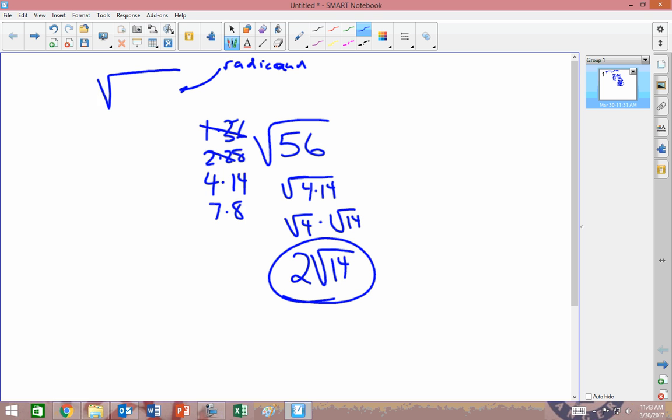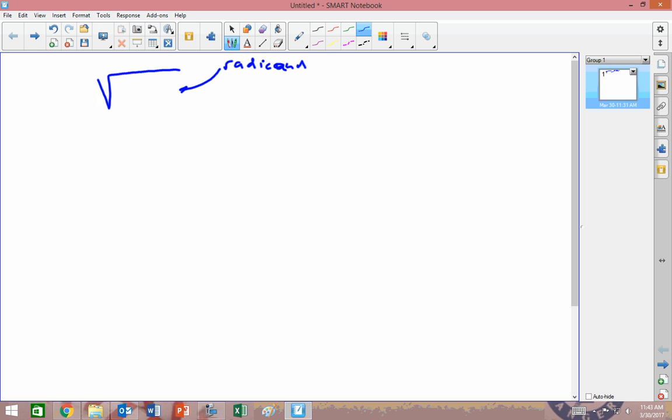Everybody tracking with me so far? Questions on that? Gotta have a partner to come out of the house, okay? So we can do it with numbers. What about variables? Can we take a look at radicals and variables?